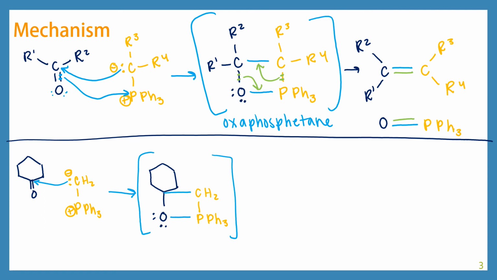Which gives us our oxaphosphatane intermediate. So at this point, the last bit is that we break down these bonds to form our double bonds to give us our brand new alkene.